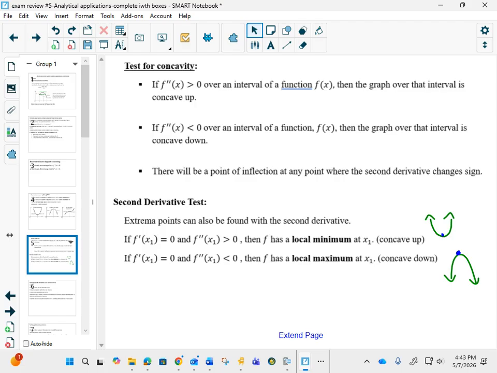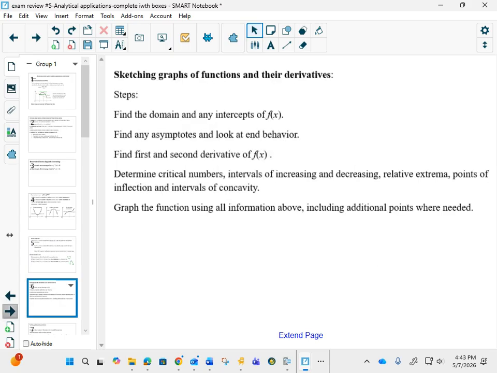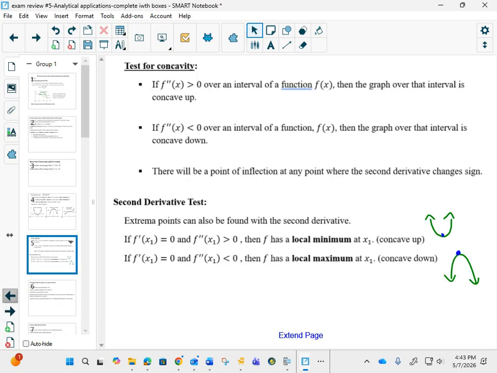And sometimes on multiple choice, they'll be like, I wonder if you still remember the second derivative test. So they design a question where you can't use the first derivative test. You have to use the second derivative test to determine whether it's a max or a min. What type of question would ask you this? Let's say I give you a bunch of information.